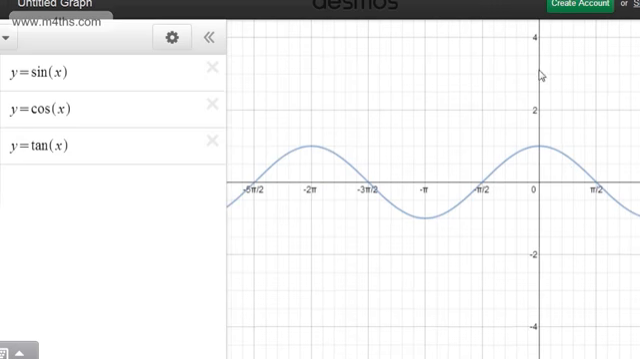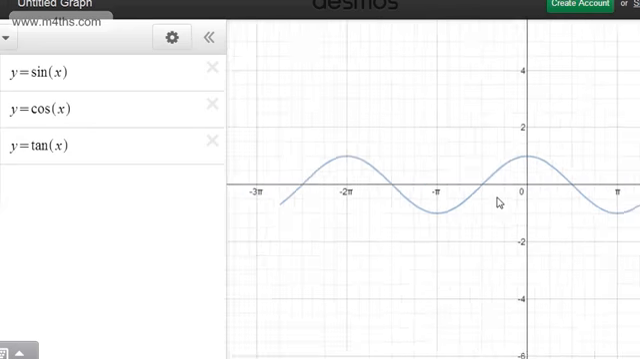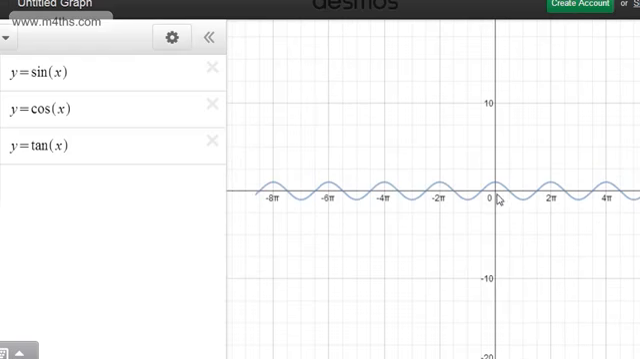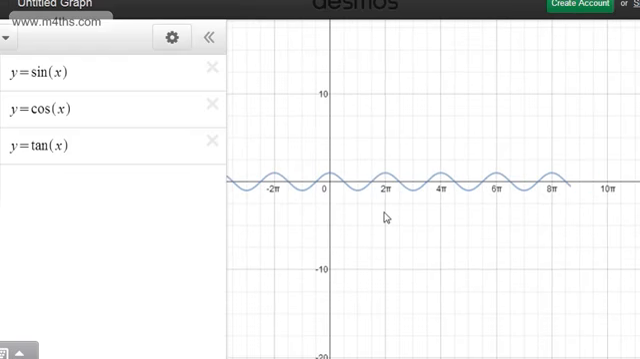So we've got our symmetry about this point. And we can see it just cycles. So if we scroll in and out, we can see that will continue now infinitely in both directions. 2 pi, 4 pi, 6 pi, 8 pi.